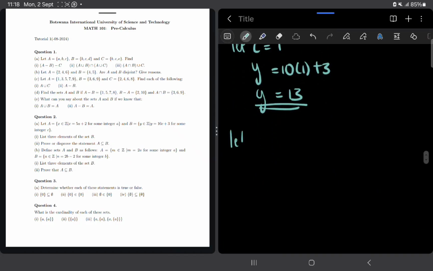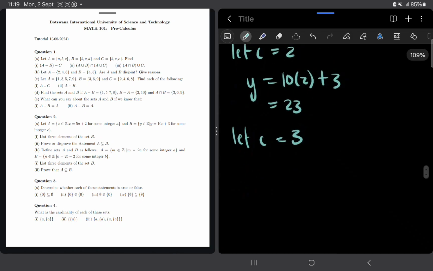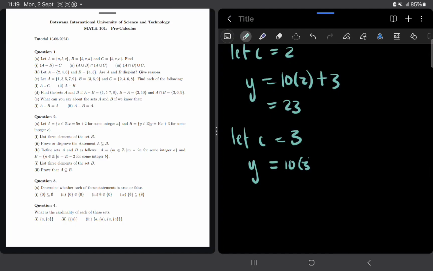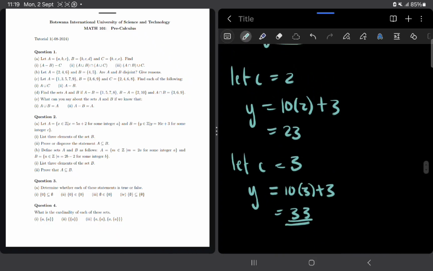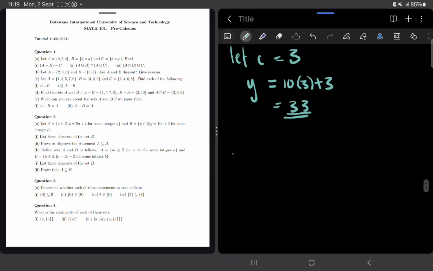Then you can say let c be equal to 2. Now Y is equal to 10 times 2, plus 3. You get 23. Then you can say let c be equal to another integer, 3. We just like to put ones that are close to each other. Y would be 10 times 3 plus 3, which is 30 plus 3, 33. These are 3 solutions that we have already: 13, 23, 33.